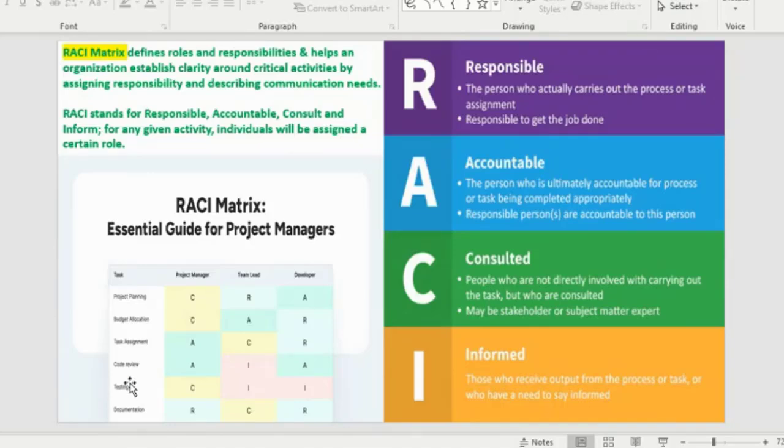For the code review, the project manager is accountable, the team lead is informed, and the developer is accountable as well. Now for the testing, you have the project manager being consulted, the team lead is informed, the developer is also informed. Now for the documentation, the project manager is responsible, the team lead is consulted, and the developer is responsible. So that's just an example of what it looks like with the RACI matrix.